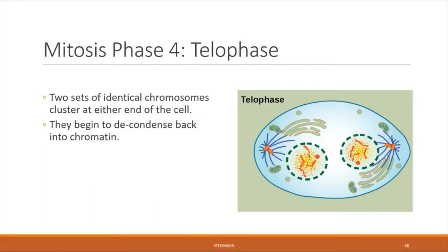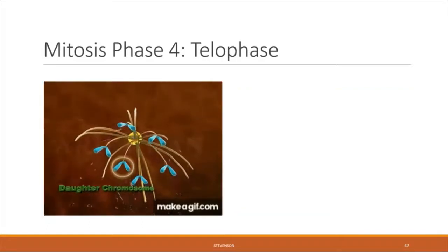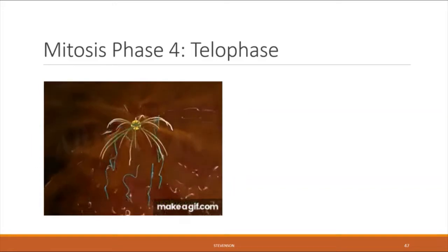loose and stringy form of chromatin, and a new nuclear envelope forms around each of the clusters of DNA. Also at this point, the spindle fibers are disassembled because they are no longer needed, and by the end of telophase, there are two identical nuclei contained within a single cell, which was the goal of mitosis. Here's a look now at the animation of telophase.